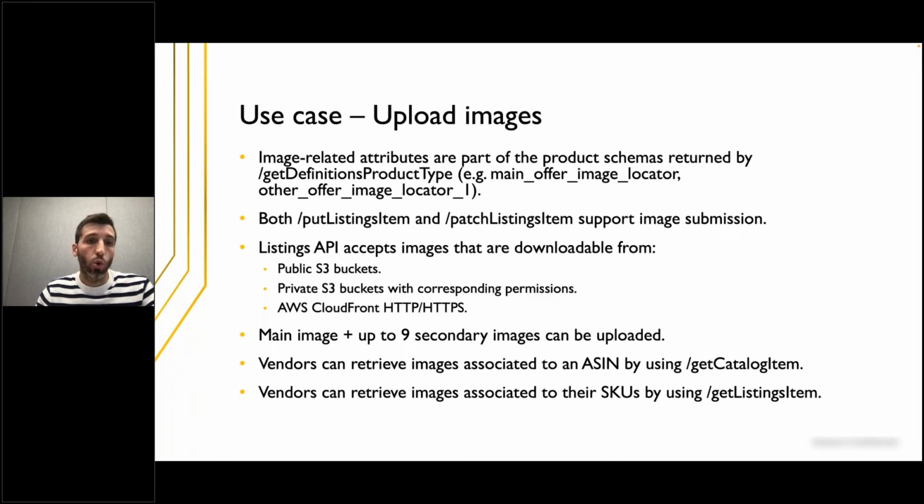The images that are already part of the Amazon catalog, in case you want to query them, are included in the get catalog item operation response. So if you want to see which are the existing images that are currently part of the product information, you can get those. And if you want to get the ones that are specific to the vendor contribution, you can also do it by using the get listings item operation. In this case, you will be using the SKU instead of the ASIN, but the result is the same.